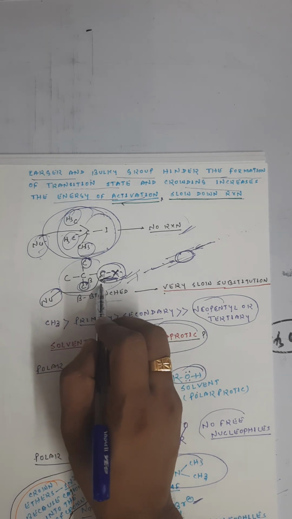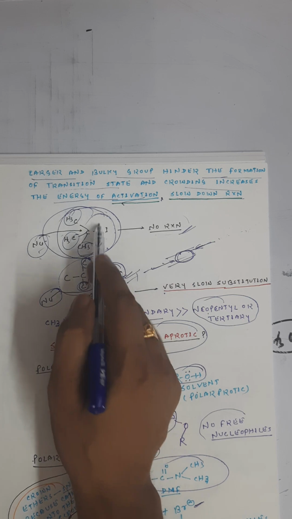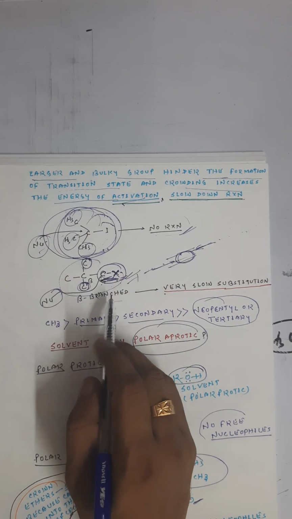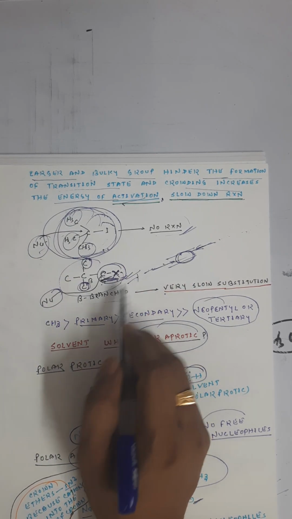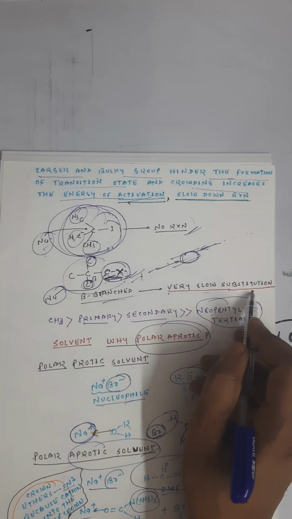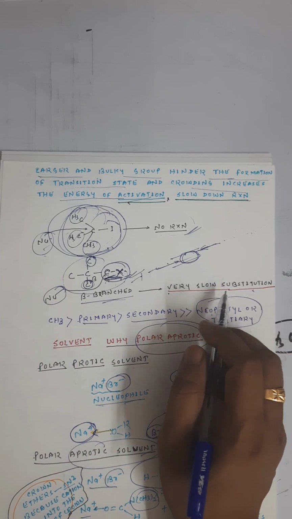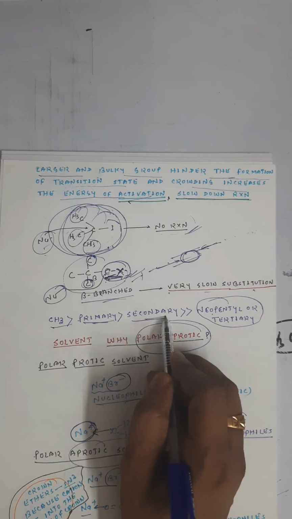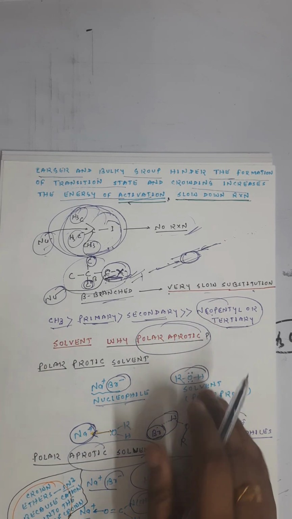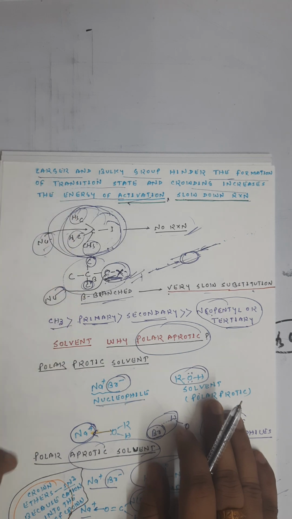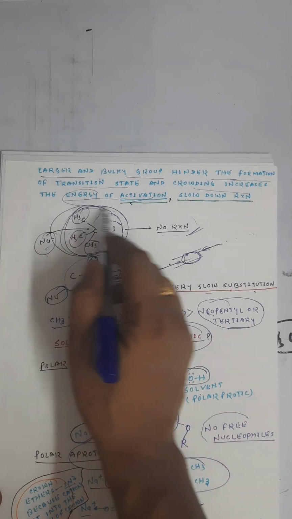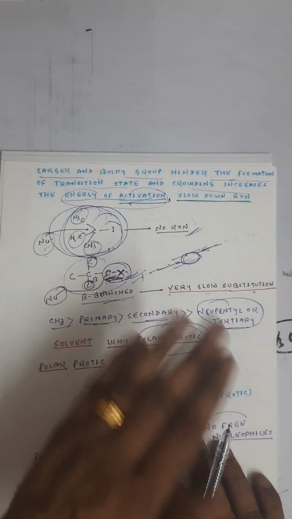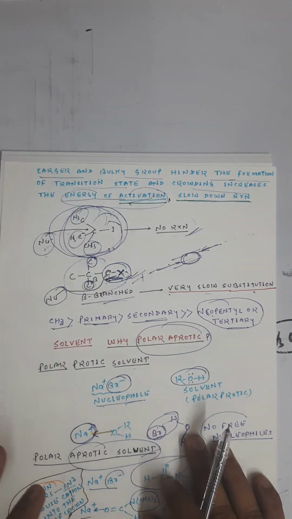So obviously it will be faster than a 3 degree alkyl halide, but still it is a very slow reaction, because a beta branch gives very slow substitution reactions. Keep in mind. So I have written here the order: methyl, primary, secondary, and neopentyl or tertiary. So I hope you understood why we cannot take the bulky substrate: because the energy of activation will be high and it will be very difficult to form the transition state.